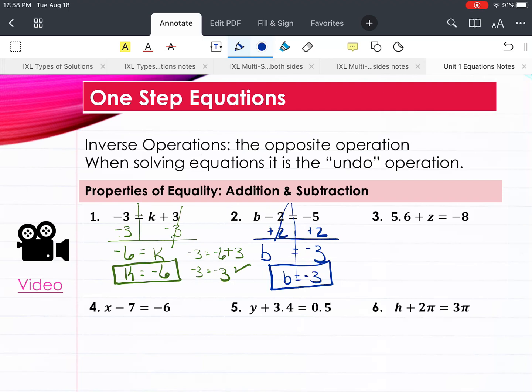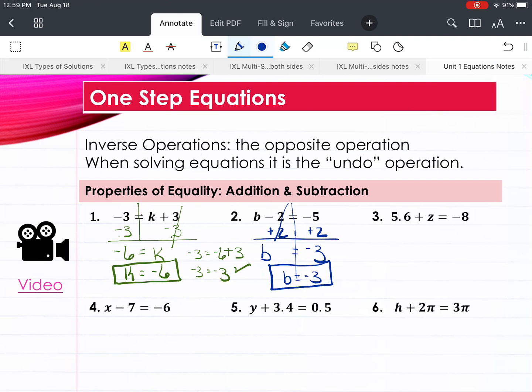So now we're looking at number 3. 5.6 plus z equals negative 8. What am I solving for? Number 1. The unknown is the variable, which is z. So what's attached to z? Well, attached to z is 5.6. And how is 5.6 attached to z?